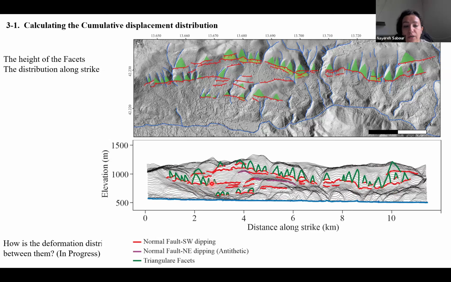But how the deformation is distributed between them is in progress, and we are working on that, to determine how the displacement is distributed between these facets. But what we can have now is that here the height of the facet is more than this part.